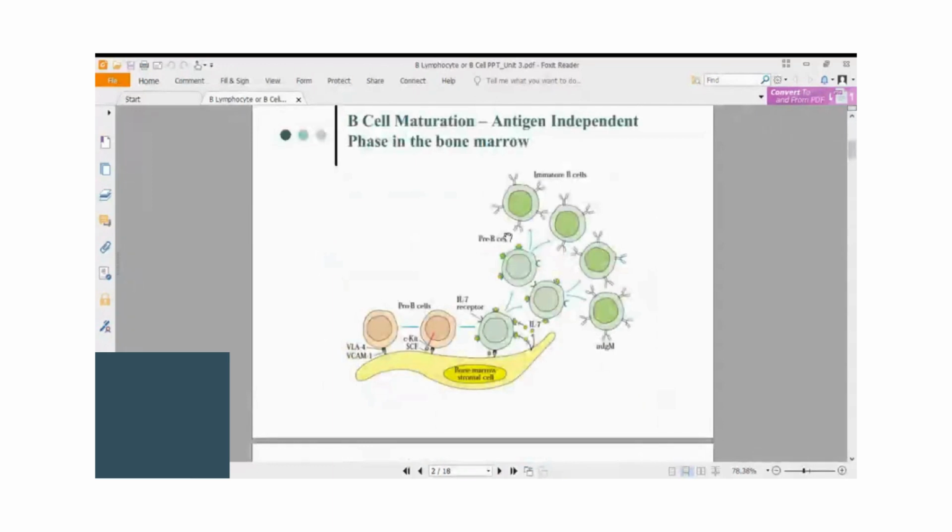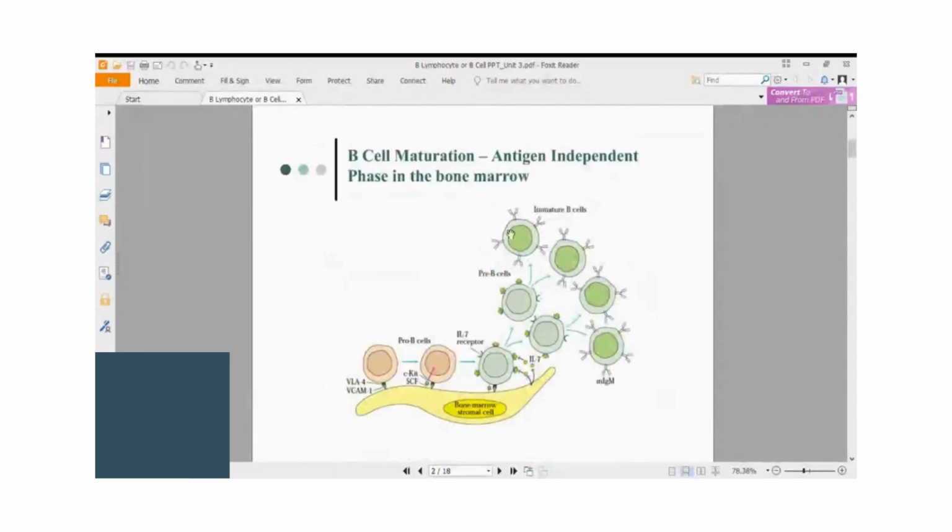That is, in this condition, here immature B cells, with the full-fledged receptor expressed on their surface, that is mIgM, they are ready to leave the bone marrow. Once they leave the bone marrow, the immature B cells are also called naive B cells, or newly formed B cells. They are not yet committed to any antigen. They are just formed. Very, very premature B cells. They are yet to come in contact with the antigen.